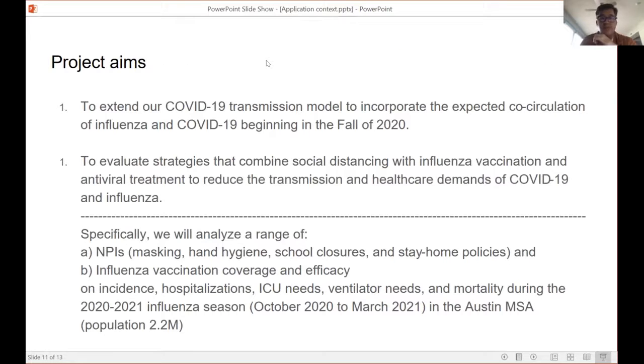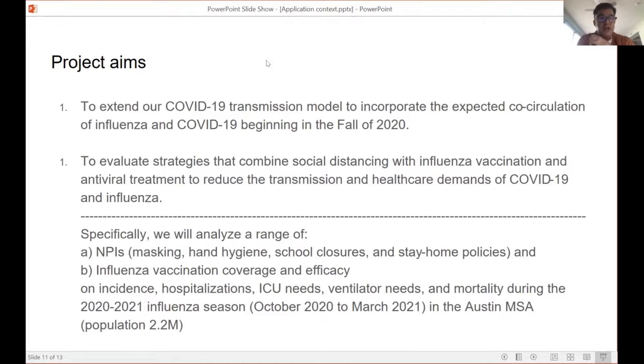So the project aims for us are to extend our existing COVID-19 transmission model, which was developed originally in response to epidemic flu and then altered for COVID-19, to incorporate the expected co-circulation of influenza and COVID-19 for the respiratory virus season beginning now in the fall of 2020 and extending into the spring of 2021.